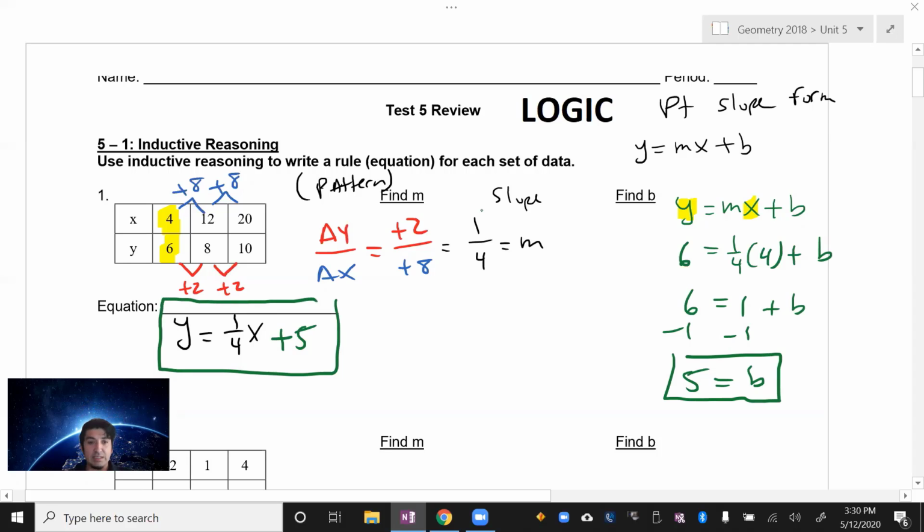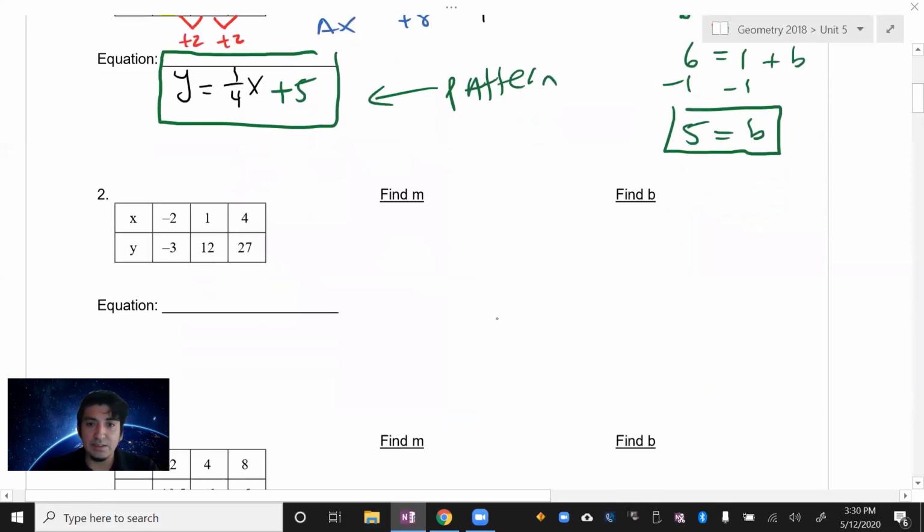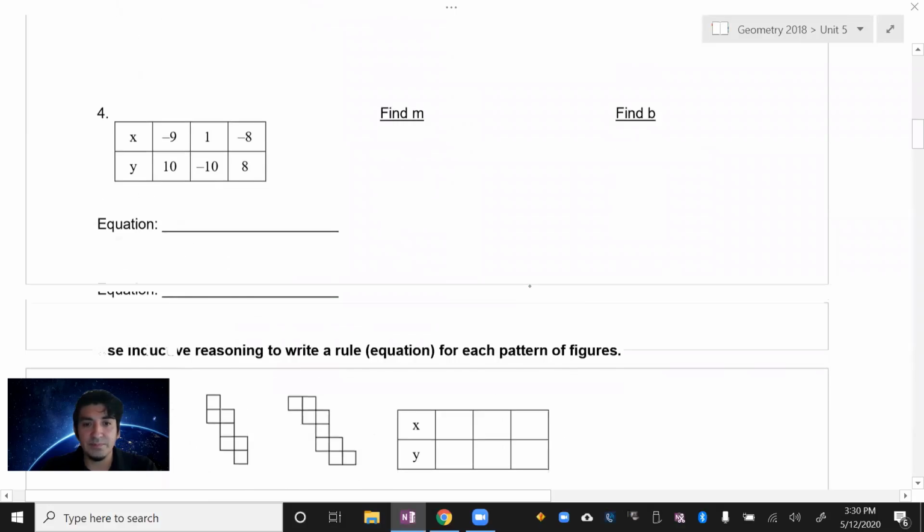Make sure you check out the other videos too. I'll cover the majority of it. So you can also use inductive reasoning with tables. All you have to understand is that you've got to use point slope form, and you have to build that equation if you're given that table. This initially here would be the pattern that we're using. Slope's just a part of it. Okay, so let's keep going on.